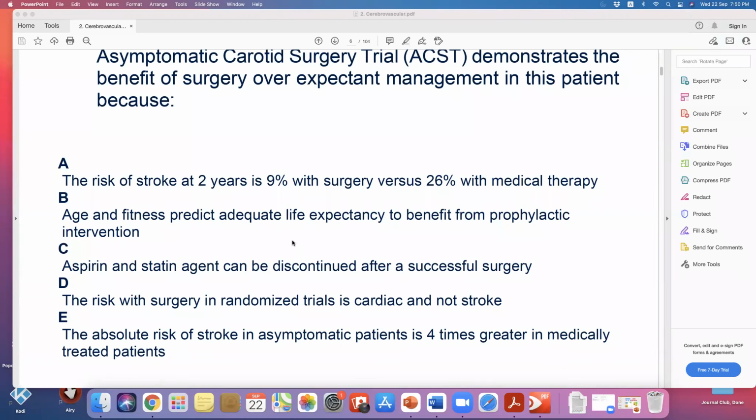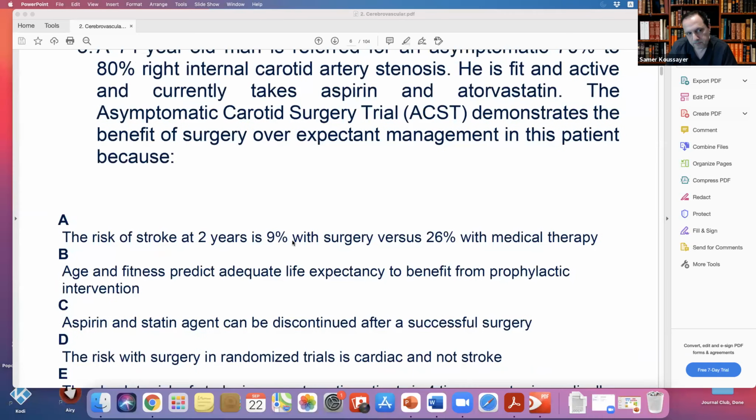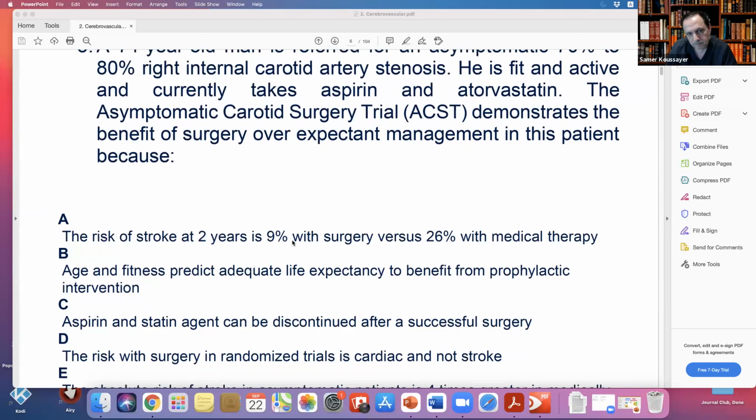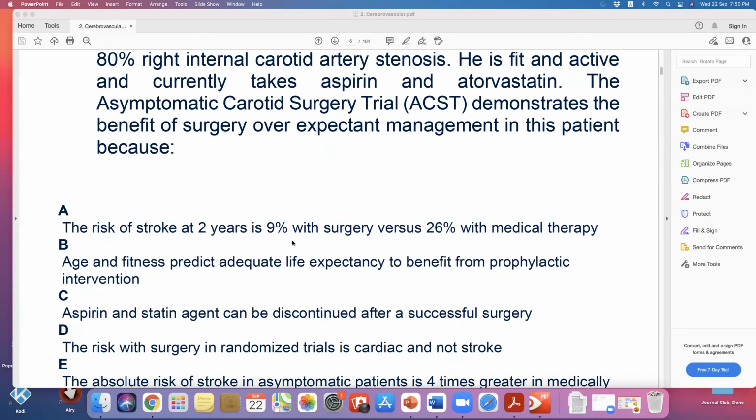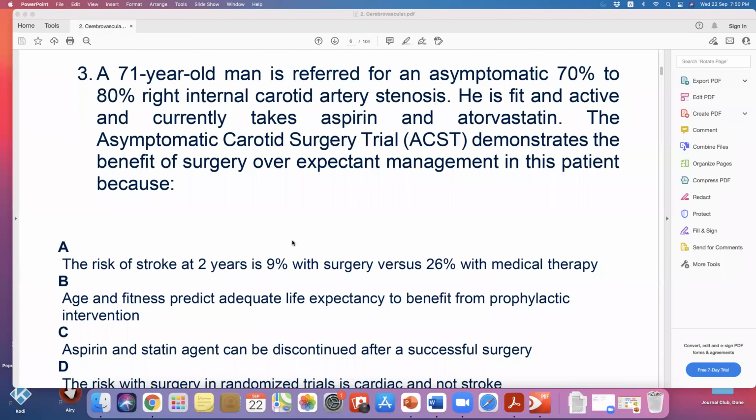B, age and fitness predict adequate life expectancy to benefit from prophylactic intervention. Yes. He is fit, right? They tell you he's fit. That's very clear. Asymptomatic. That means he will benefit. Seventy is, as I said, a big age for the trial, but because they said fit and active, that means he can benefit. Fit for surgery.